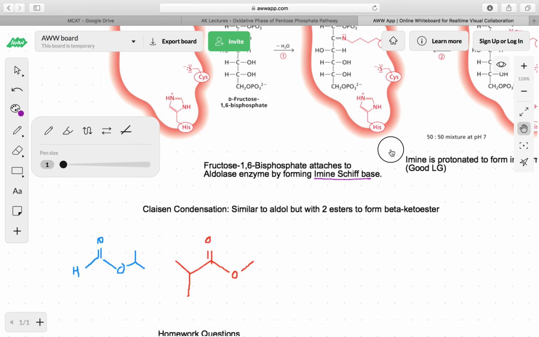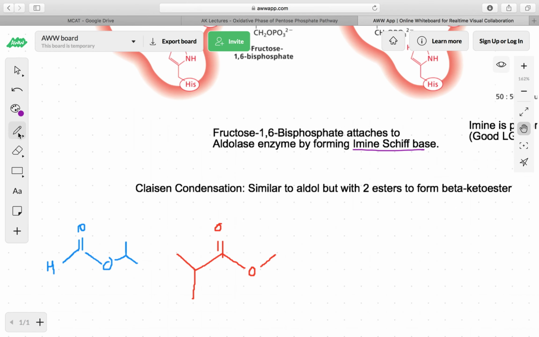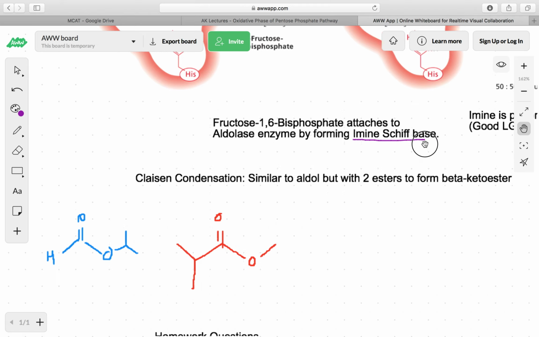And let's look at one last concept. This one is not too bad because we've seen this before. It's similar to aldehydes and ketones, but instead of using those 2 groups, we're using esters. So now this isn't called an Aldol condensation anymore. It's called a Claisen condensation. So let's see what happens here.